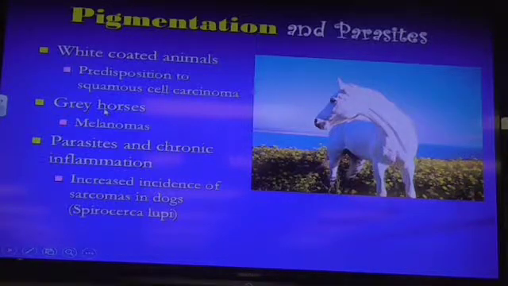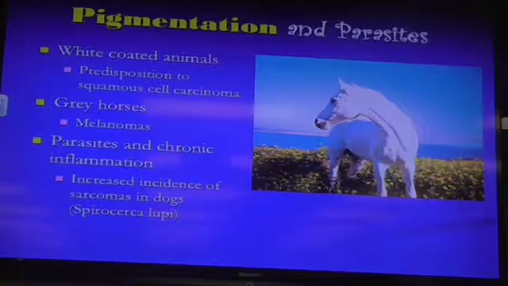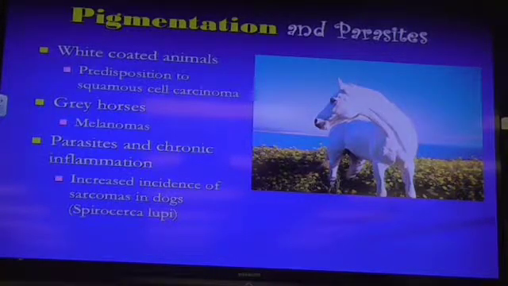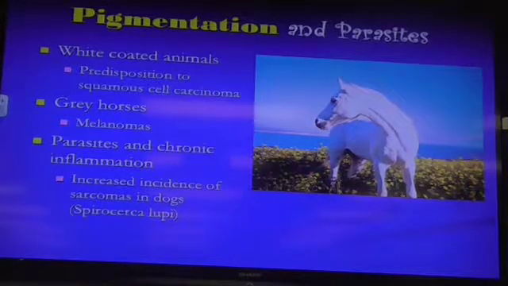Gray horses are predisposed to develop melanomas. The most common originating site is in the where? Perineum. Perineum, right beneath the tail. I've seen that so many times. I've seen it invade the brain and the bone, so it can be very aggressive.